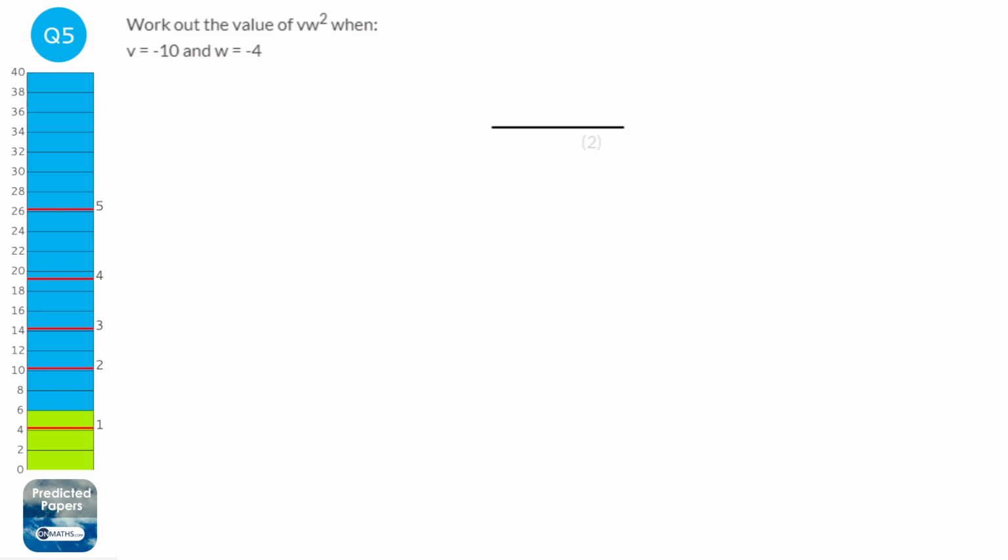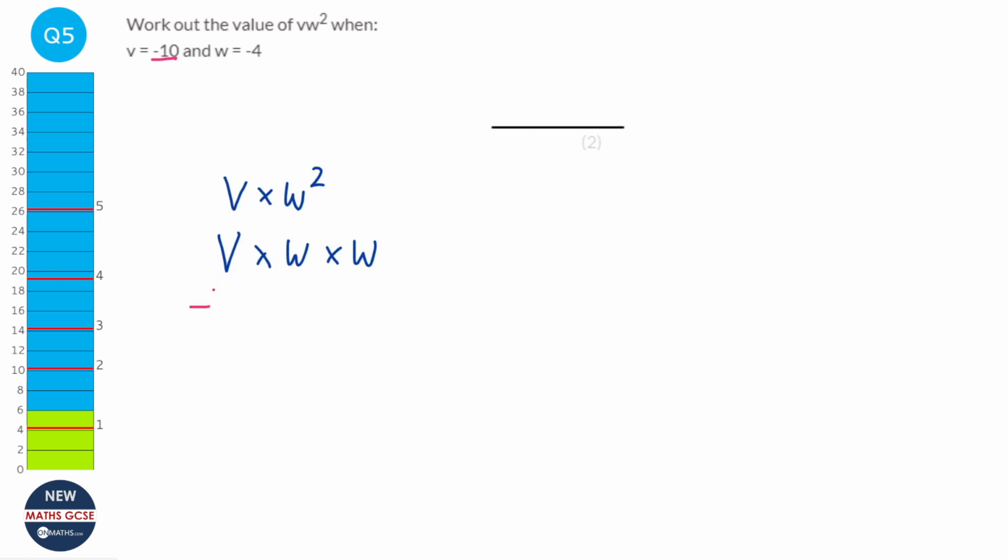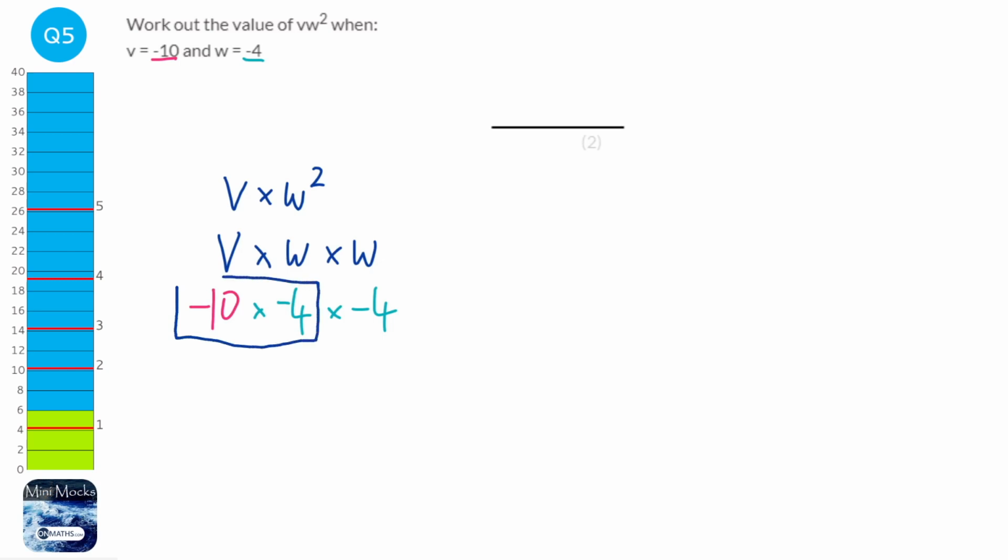Let's rewrite this expression, but with a times sign in, so v times w squared. Now w squared just means times by itself, so we can rewrite that as v times w times w. Okay, so we know v is minus 10, so minus 10, and we know w is minus 4, so it's times minus 4 times minus 4. Okay, so when you multiply, it doesn't matter which order we do it. So what I'm going to do is do these ones first, and ignore that times minus 4 at the end.